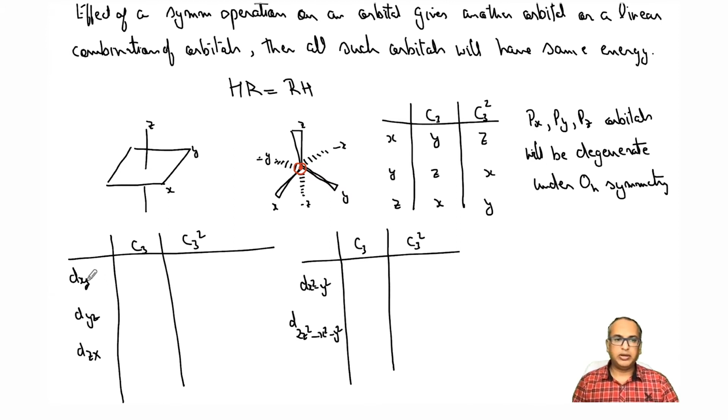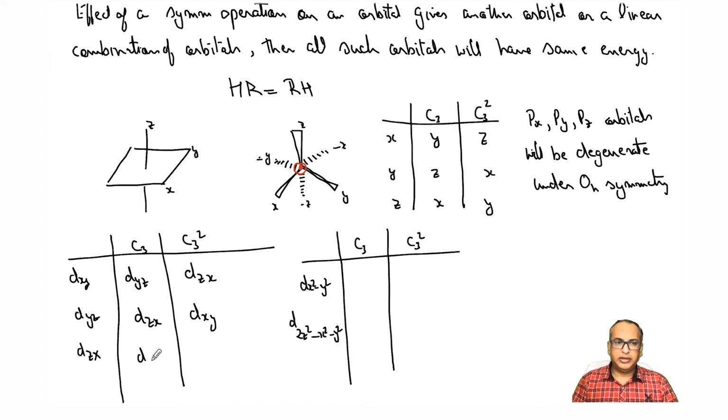How do you calculate that? You don't need to actually measure that. You just need to see the effect of C3 onto x and the effect of C3 onto y independently, and you will get the correct answer. So x goes to y, reading from here, and y goes to z. So if C3 is applied on dxy, I will get dyz. Similarly, if C3 square is applied, I will get dzx. Similarly, if C3 is applied on yz, y goes to z, z goes to x, so I will get dzx and dxy.